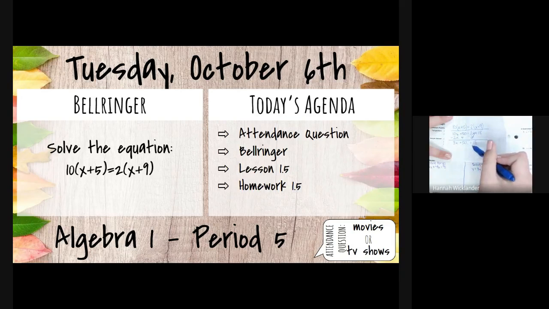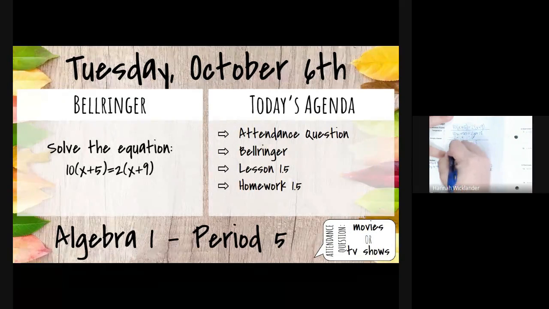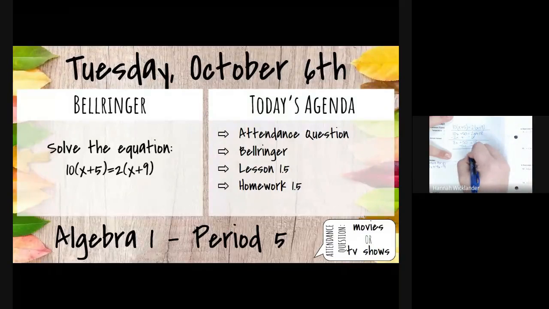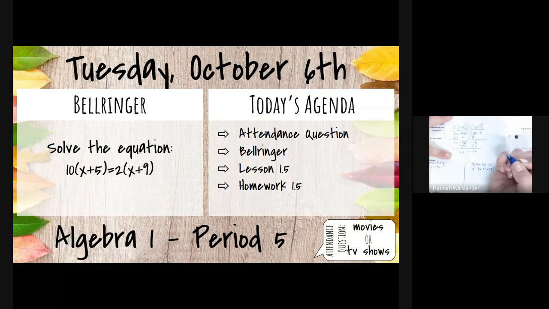Now I want to get the 50 moved to the other side so that my x is by itself. So I'm going to subtract 50 from both sides to move it. And 18 minus 50 gives me a negative 32. The 50s cancel, and then I have 8x equals negative 32. So now I'm going to solve this by dividing both sides by 8. And I'm left with x equals negative 4. All right, so that should be a review.